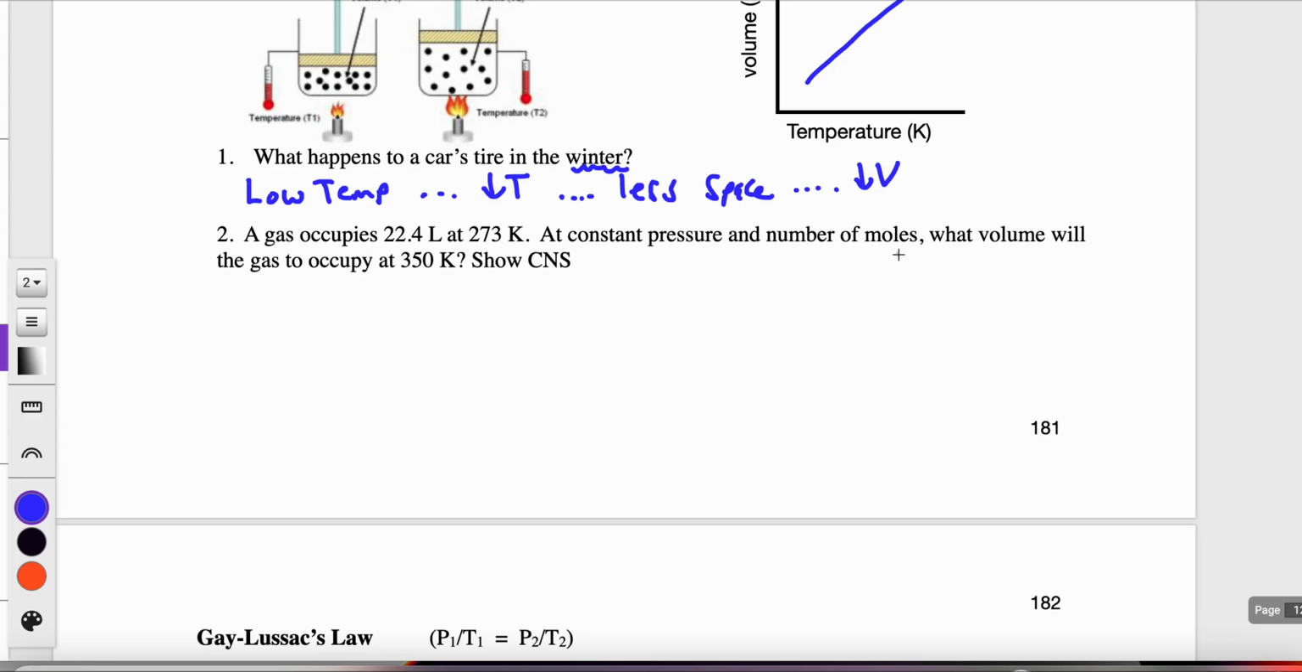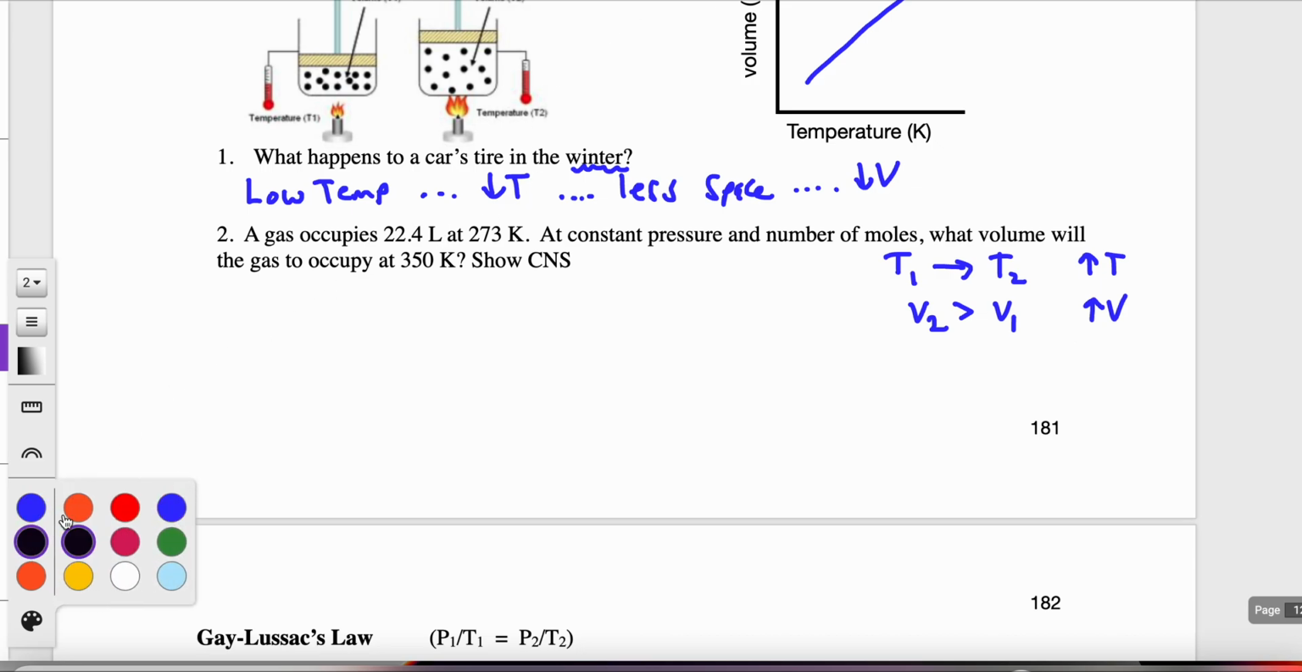So when you go from T1 to T2, we see an increase in the temperature. And if the temperature increases, that means we should also see an increase in the volume. So that means that V2 must be a larger value than V1. So mathematically, let's solve for this. So our equation is V1 over T1 equals V2 over T2.